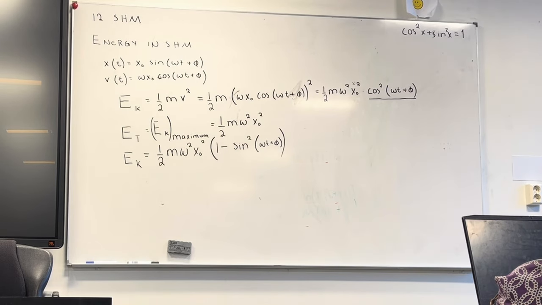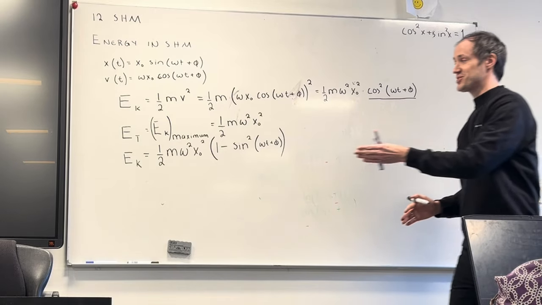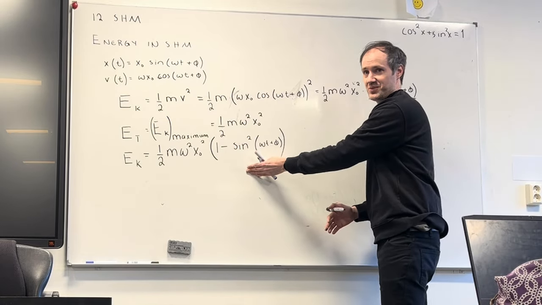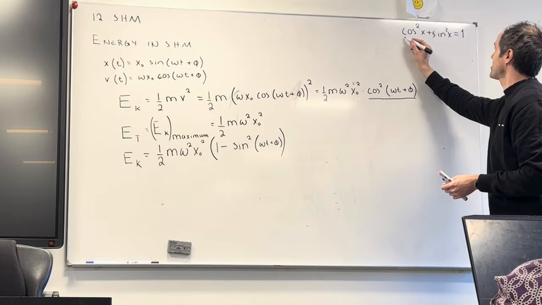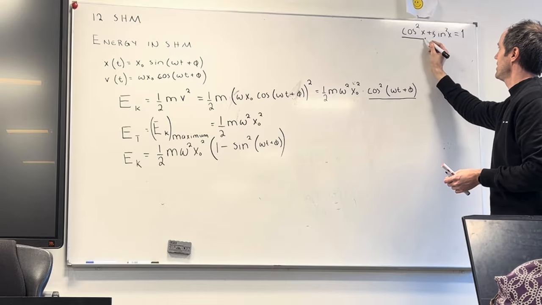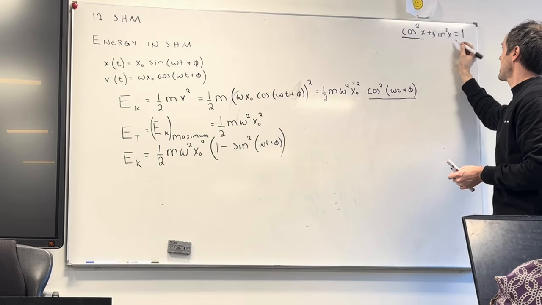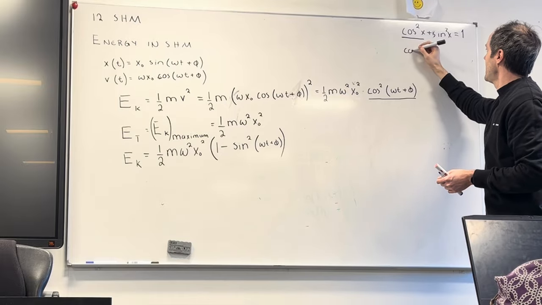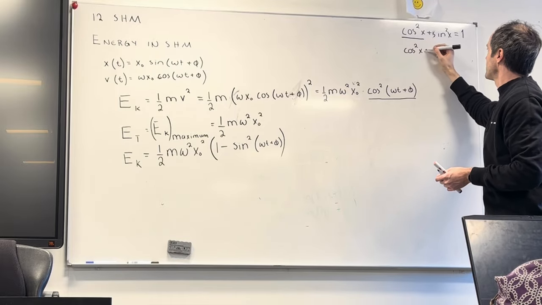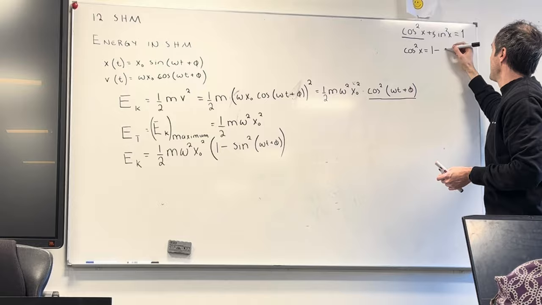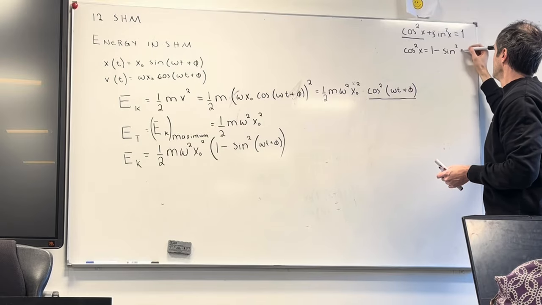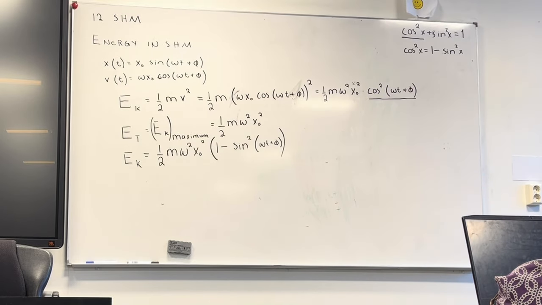Does anyone follow what has happened here? Yeah, but why did I do it? That's a good question. That's the second part. But you understand what has happened here. So basically, I had something with cosine squared. I wanted to write it in terms of sine. So cosine squared x is 1 minus sine squared x.